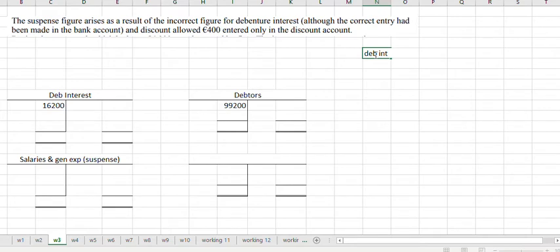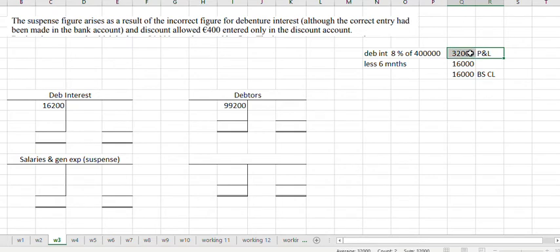Okay, so first of all, we better work out the correct debenture interest. So the debenture was 8% of 400,000. 8% of 400,000 is our interest for the year, which is 32,000. That's your P&L figure for the year. Less 6 months, which is half of that, 16,000, which leaves you with 16,000 due, which is balance sheet current liability.